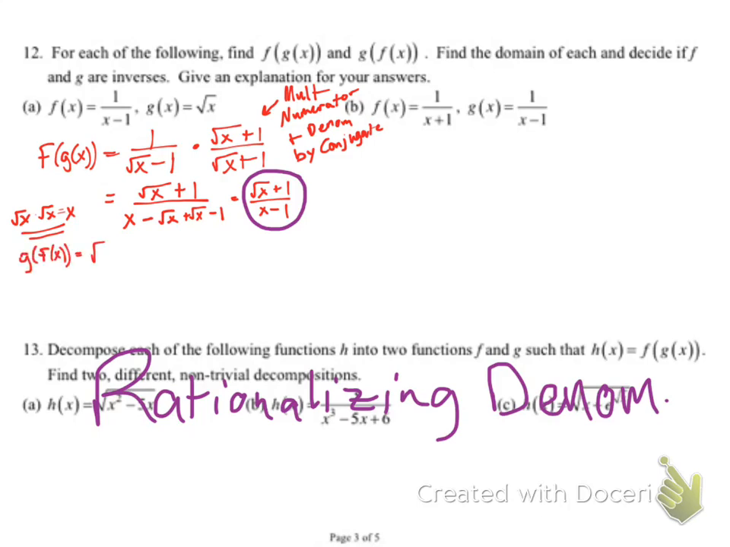Then g of f of x, we have this radical with 1 over x minus 1 in it. The property you need to remember is that you can split a radical up when there's a fraction to take the radical of the numerator and denominator separately. So split them up. Radical 1 is 1. The denominator now has a radical, so you have to rationalize it.